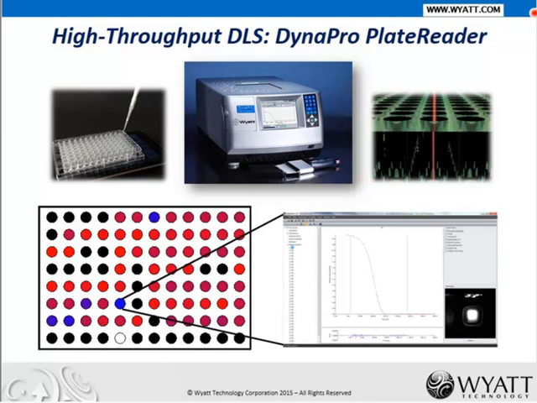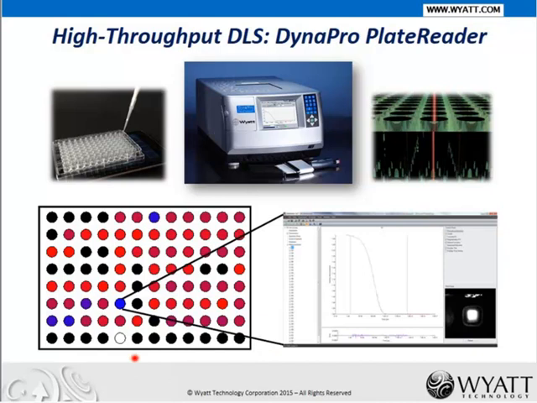In the PlateReader experiment, the sample solutions are loaded onto the wells of an off-shelf well plate. It can be a 96 or 384 or even 1536 well plate. The loaded plate is then inserted into the PlateReader instrument right here. The laser moves to different wells as programmed for dynamic light scattering measurements. The results can be displayed in many different formats, including the spectral view here.